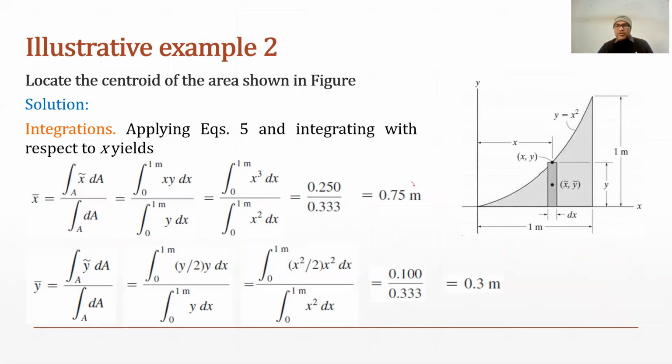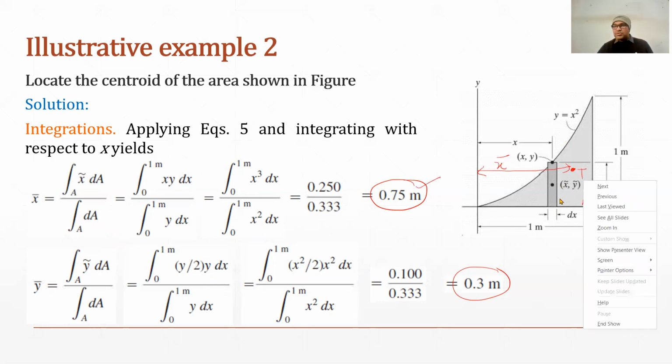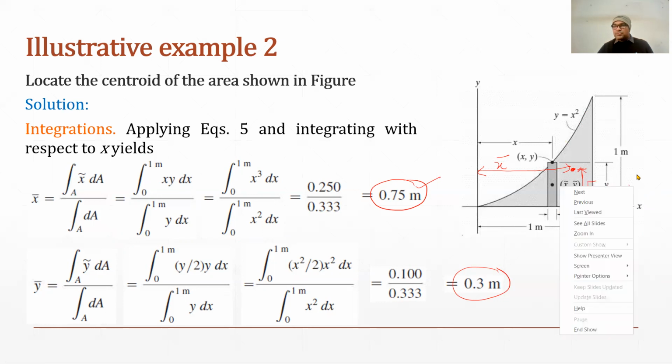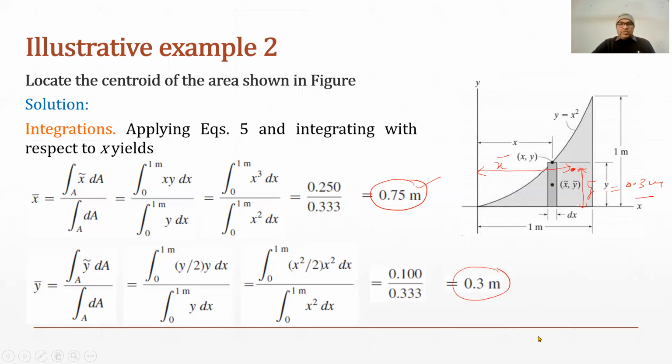So now we have got x bar and y bar, which means our CG, the centroid, will be here, and its x bar coordinate is 0.75, and its y bar coordinate is 0.3 meter. So this is how we can solve it.